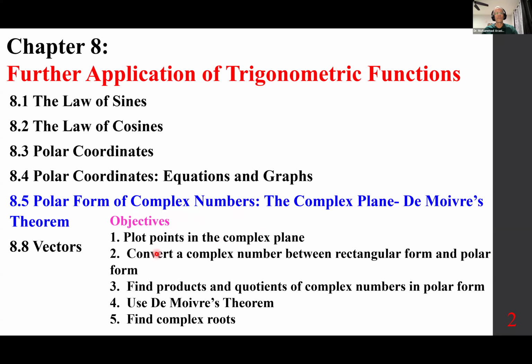The objectives are: plot points in the complex plane, convert a complex number between rectangular form and polar form, find the product and quotient of complex numbers in polar form, use De Moivre's theorem, and find complex roots.